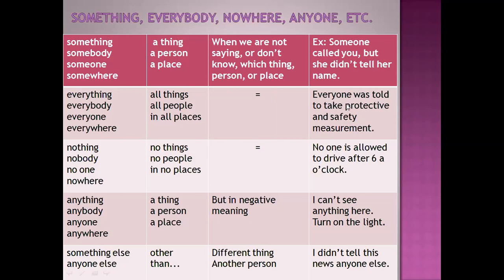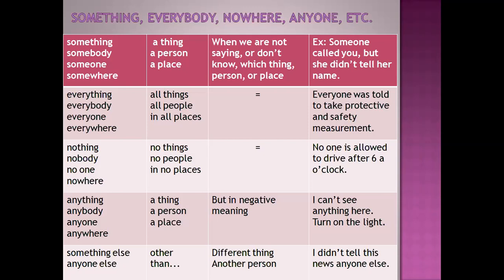Okay. So have a look at the example. Everyone was told to take a protective and safety measurement. Are we talking about anyone specific? Everyone was told to take a protective safety measurement. So in this sentence, there is nothing specific. We're talking about all people. This is the determiner. Everyone refers to all people, all places, or all things.